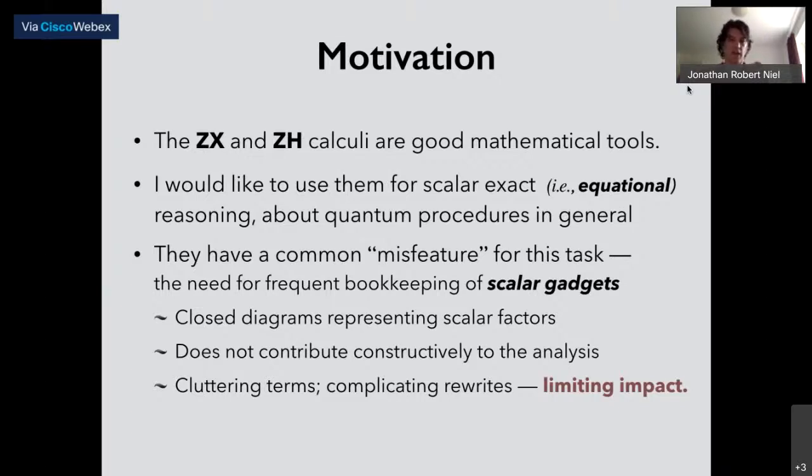It's possible to have a scalar gadget which represents a number corresponding to something which is a meaningful feature of what you're trying to do, a probability of success, for example. However, if you use the ZX calculus in practice and you use it for scalar exact reasoning, you'll notice that you often have scalar gadgets that don't correspond to this. And my personal experience with this is that they clutter the terms that you're trying to work with. They complicate the rewrites if you're trying to reason precisely.